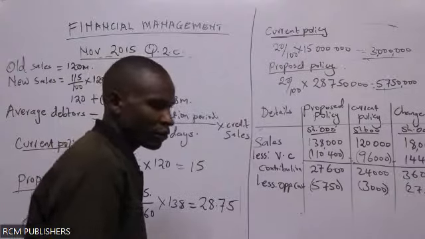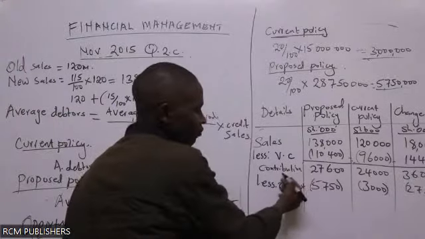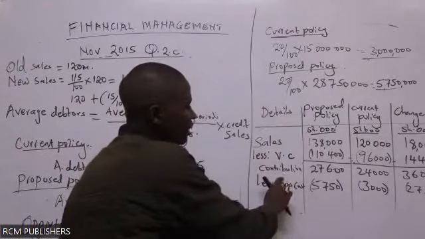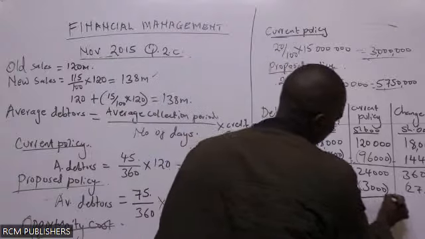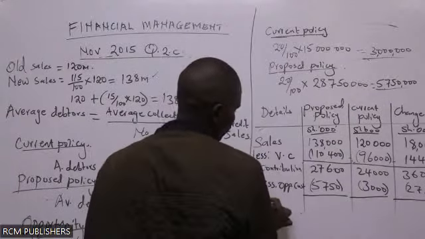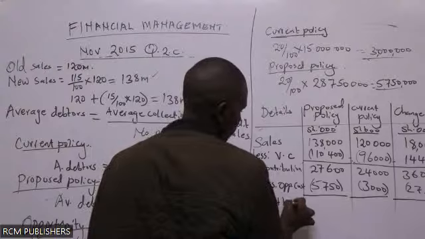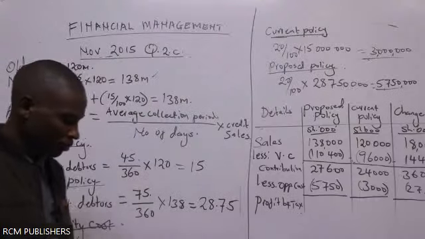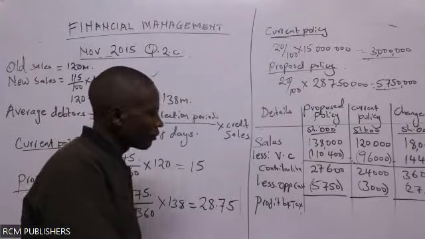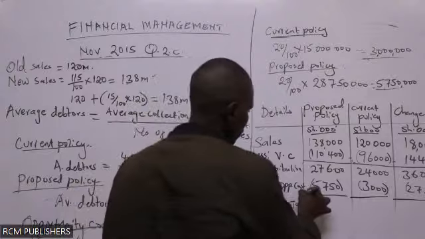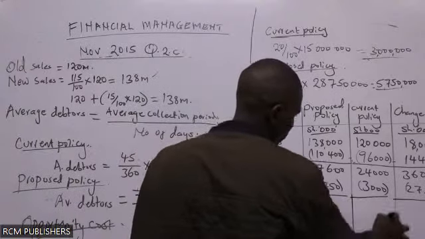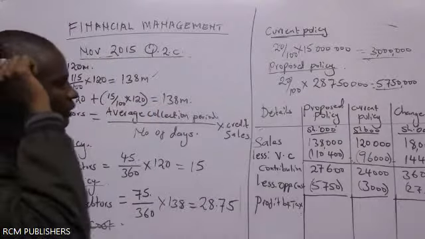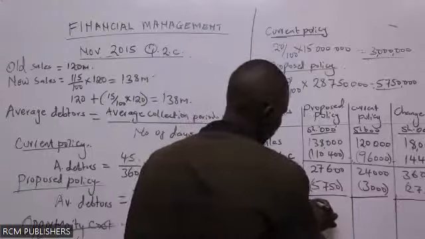Now we less the opportunity cost. After you less the opportunity cost, and we are lessing it from contribution, this is what we have now. So we are dealing with the contribution. So I'll get my profit before tax. So give me the profit before tax for the proposed policy. Ngapi? Anachukua tu hiyo 27,600 na toa 5750. 21,850.